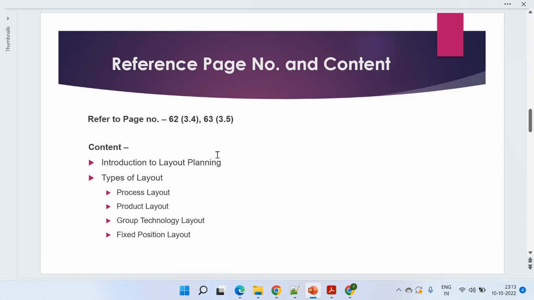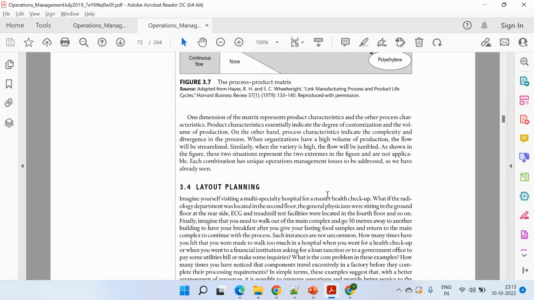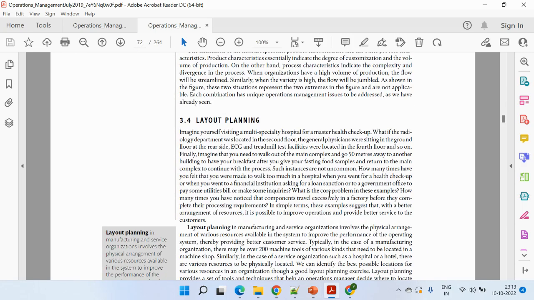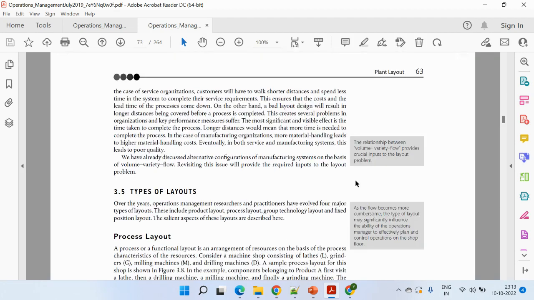Let's see which page numbers to be referred: 62 and 63. So going to page number 62, layout planning. Firstly, you need to give, okay, what is layout planning? What is the importance in manufacturing and the service organizations, which involve the physical arrangement of the different resources? So you need to explain all this stuff.